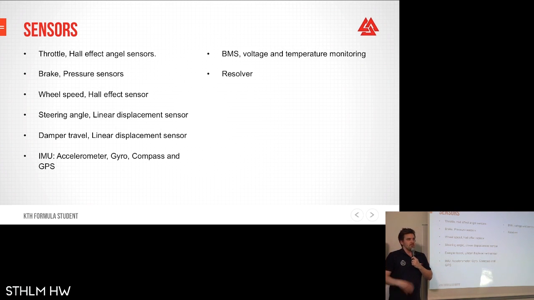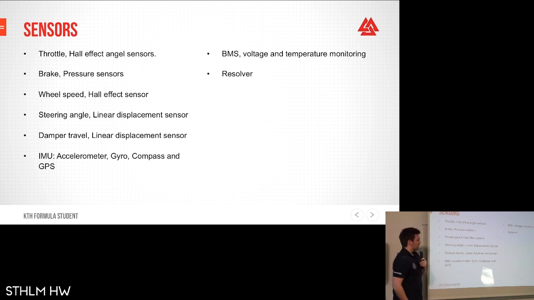Brake pressure sensors? Well, it's a sensor that just detects the pressure. They don't really do much in terms of controlling the car, but they do limit the effect that you are able to put out. The wheel speed sensors are also Hall effect sensors, for the same reason as the throttle. You don't want something that can wear out over time. Steering, linear. This is the first year for us. We haven't used linear displacement sensors for this before. This is the first time, and the reason is we want higher accuracy.